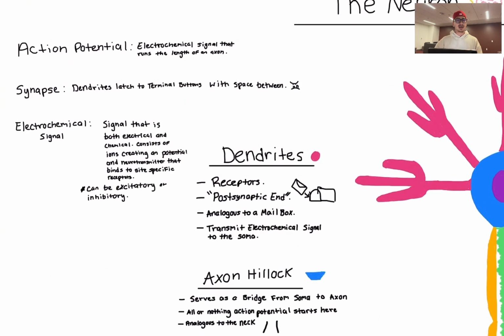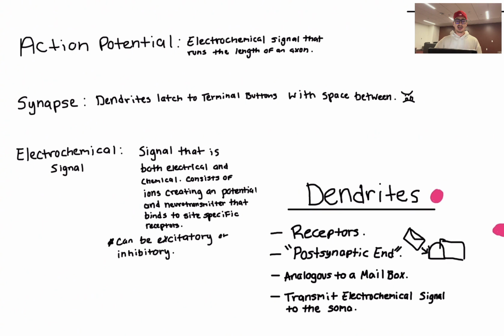Let's start off with some basic vocabulary words, right? Everyone hears about the action potential. I believe action potential is one of the most talked about things in neuroscience. It's one of the most exciting things. You got the pun there, you got it. An action potential is an electrochemical signal that runs the length of an axon.